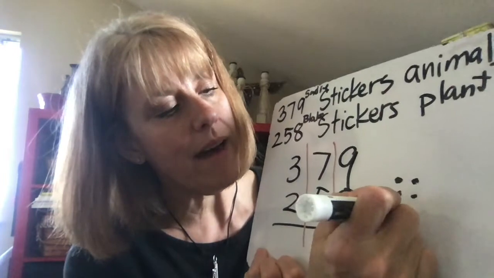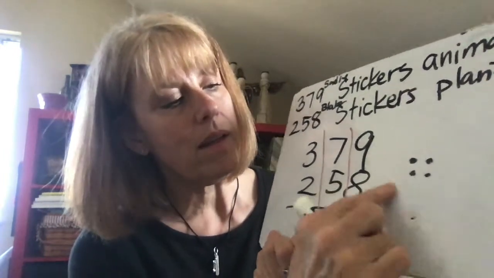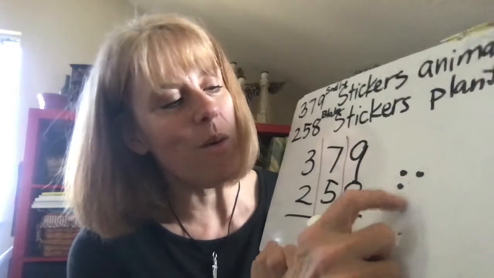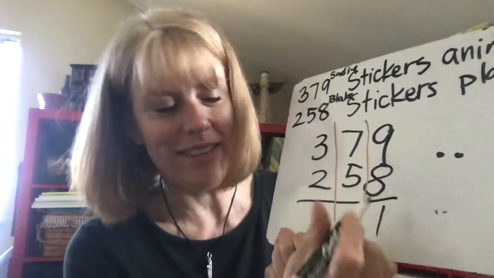If you have 7, 1, 2, 3, 4, 5, 6, 7, and you take away 5, 1, 2, 3, 4, 5. I didn't do my math right. Let's try that again. 7, 1, 2, 3, 4, 5, 6, 7. There, that looks better. And then you take away 5. 1, 2, 3, 4, 5. I have how many left?